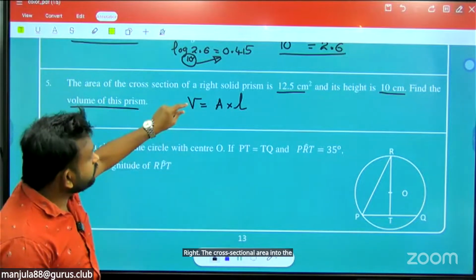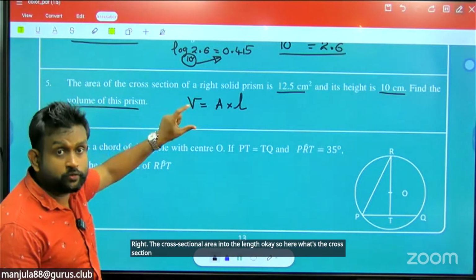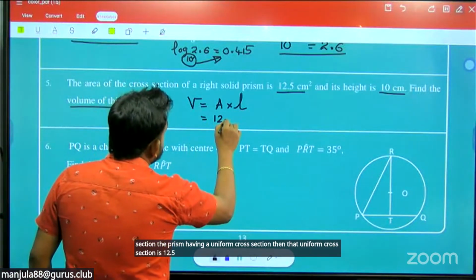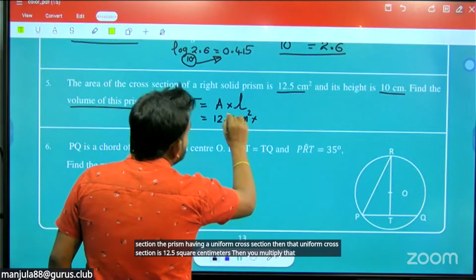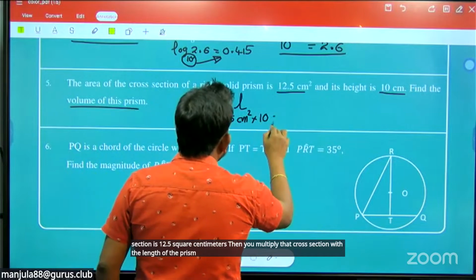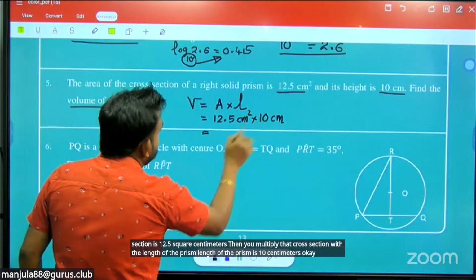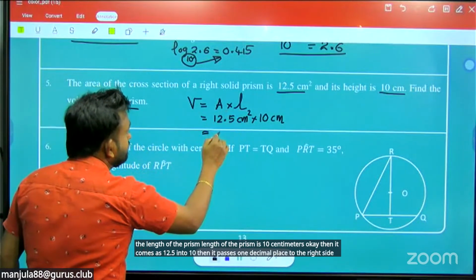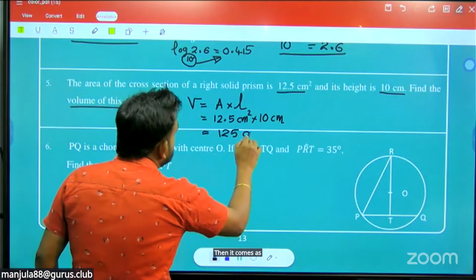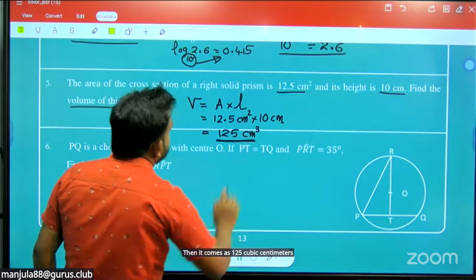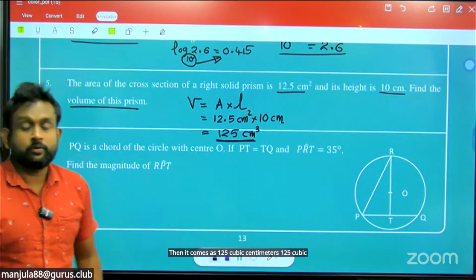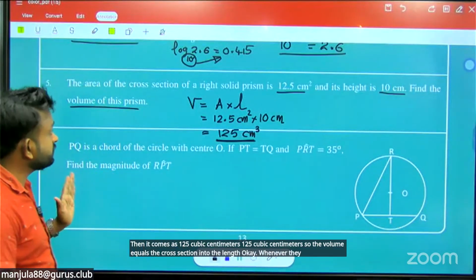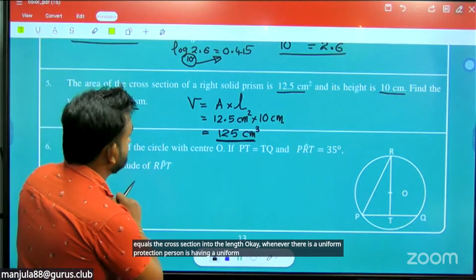Okay, so here what's the cross-section? The prism has a uniform cross-section, and that uniform cross-section is 12.5 square centimeters, right? Then you multiply that cross-section with the length of the prism. Length of the prism is 10 centimeters. Then it comes as 12.5 into 10. Then the decimal point moves one place to the right, right? Then it comes as 125 cubic centimeters. So the volume equals the cross section into the length, whenever the prism has a uniform cross section, right?